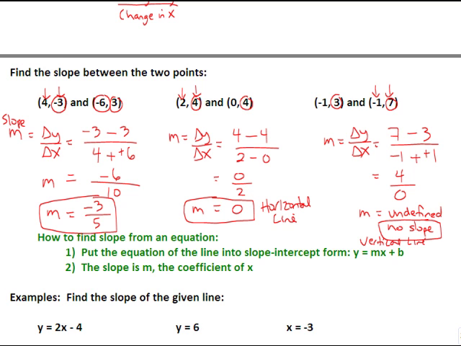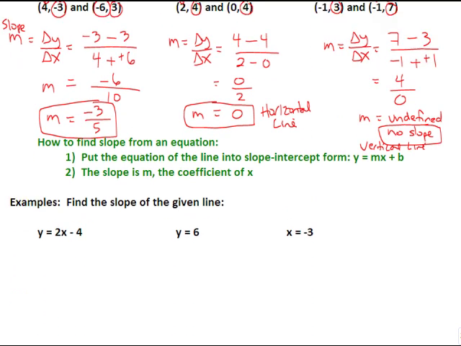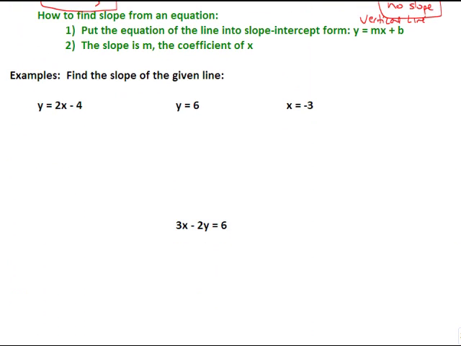Okay, so we've calculated slope from a graph. We've calculated slope given 2 points. Now we're going to find the slope from an equation. So the step to take for that is to put the equation of your line into slope-intercept form. That's y equals mx plus b form. This is a very, very important form to have memorized. It tells us the slope m, because that's the coefficient of x, but it also tells us the y-intercept.